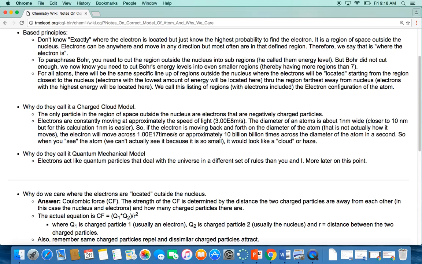The reason they also call it the quantum mechanical model, which we'll explain later, is that this electron acts more like a quantum particle than a classical mechanical particle like you and I. But we'll talk about that later.